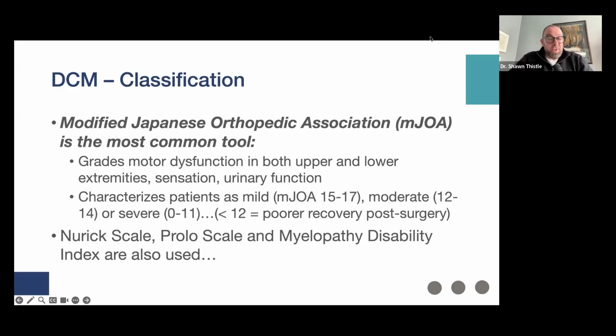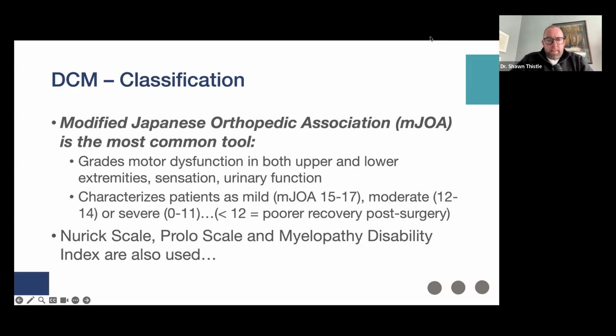This has been tested insofar as we can test it in a huge population. So what we know about it is that, generally speaking, if the person scores under 12 on this instrument, it's even a poor recovery post-surgery. So that's one of the things that we know here.